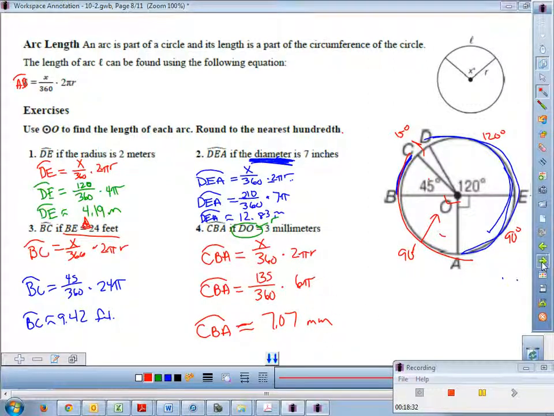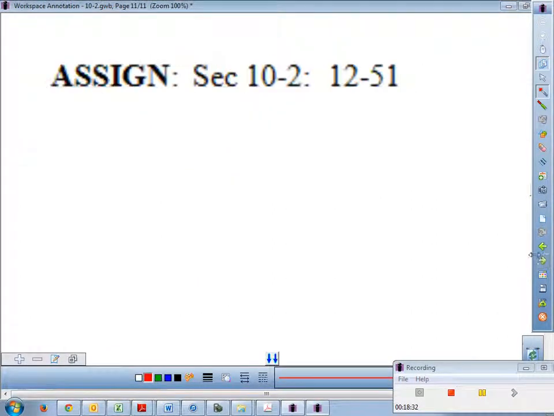So that's arc length. Your homework is all from the book, section 10.2. Let's do problems 12 through 51, all of them. Let me know if you have any questions, and have a good one.